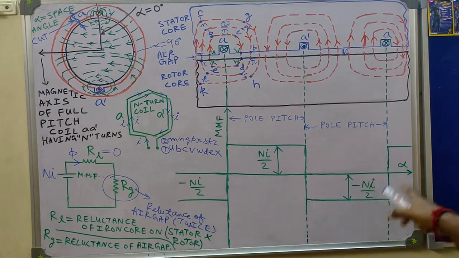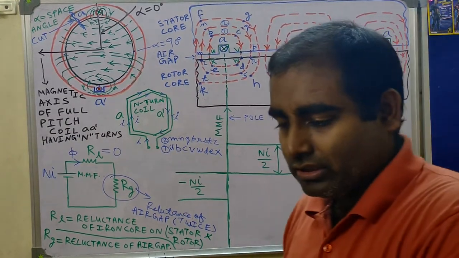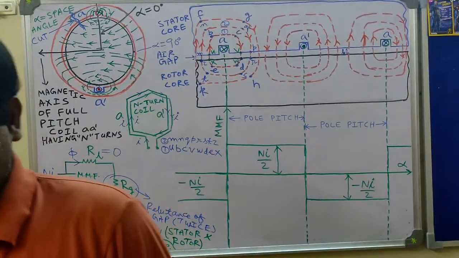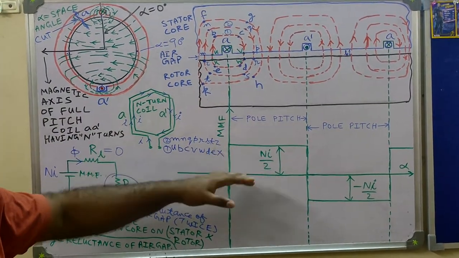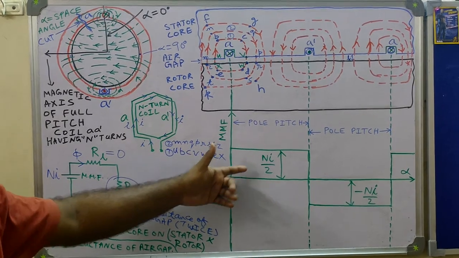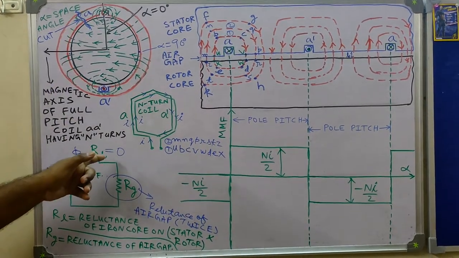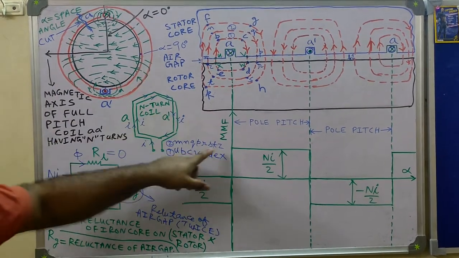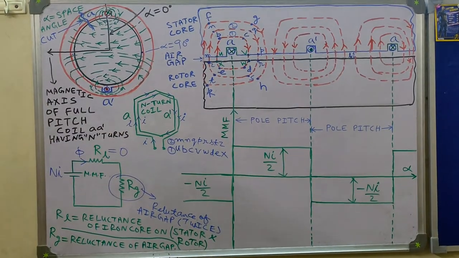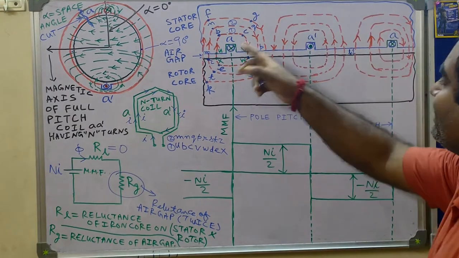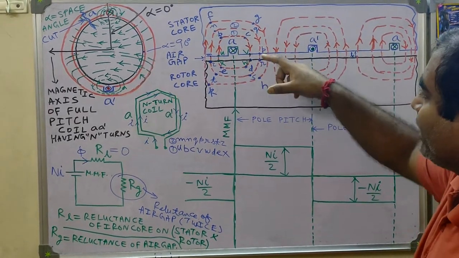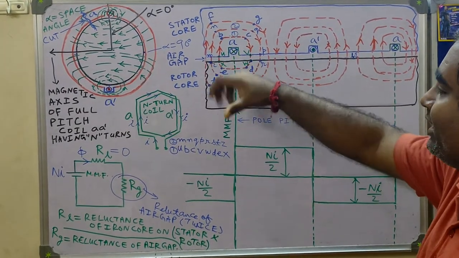So this is the variation of MMF. Rather, I should use the words space variation. So this is the space variation of magnetomotive force, or space variation of MMF, for a single full pitch coil having n number of turns. Now, these lines of flux which are being plotted here, you can easily figure out, I have not said, you apply that right hand grip rule.